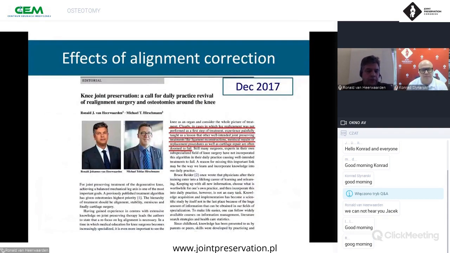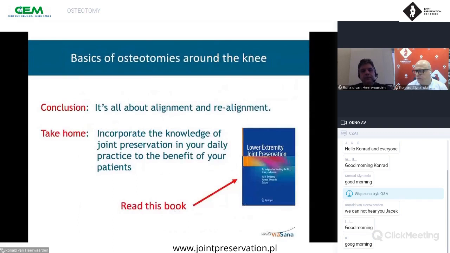And that's also what we refer to, Michael Hirschman and myself, in an editorial at the KSSTA Journal in December 2017. Because it's just true, and we have all been there. And if you are longer down the road in treatment of patients with joint preserving treatment, in these cases, if we didn't take care of the leg alignment, it failed. And this was a confirmation some years later of this previous group of experts' article, which was also an editorial at the KSSTA Journal.